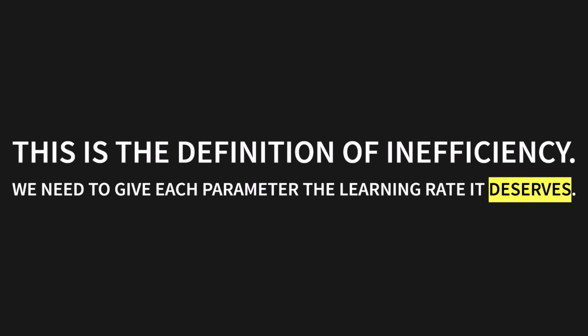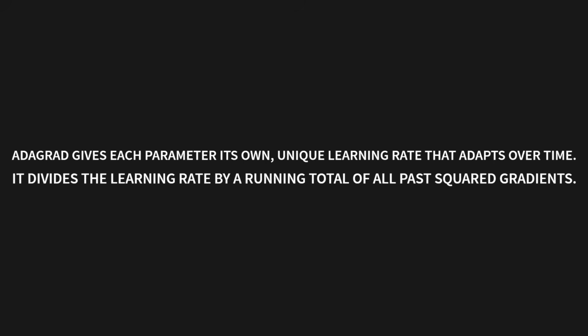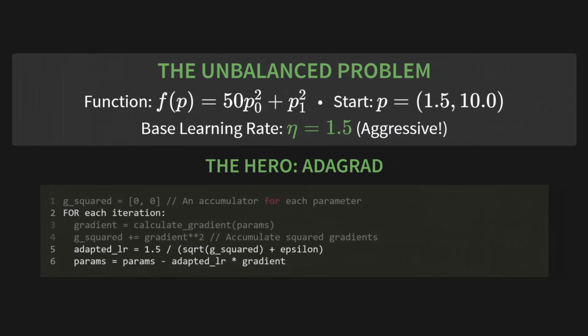And that brings us to our hero, Adagrad, which stands for Adaptive Gradient. The idea is brilliant. Adagrad gives each parameter its own unique learning rate that adapts over time. How? It divides the learning rate by a running total of all past squared gradients. Let's look at the algorithm.